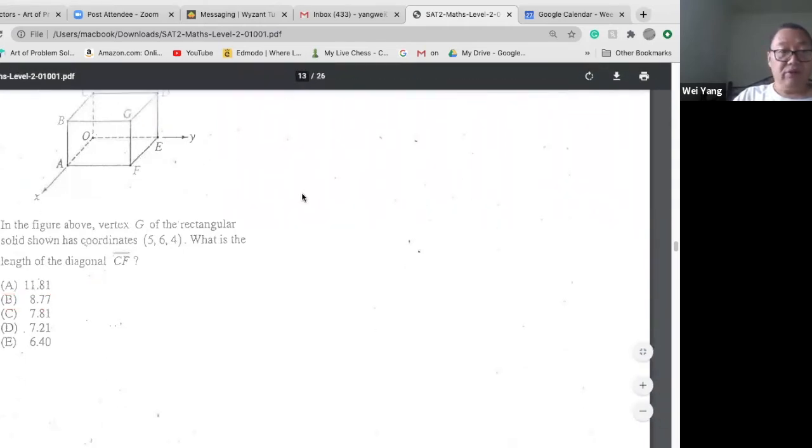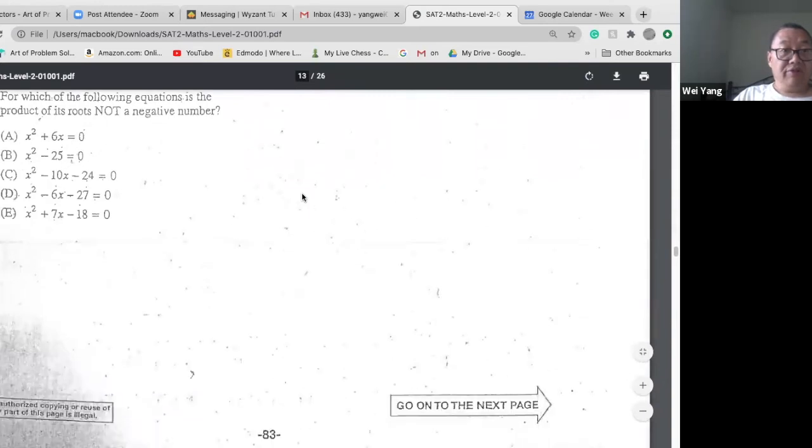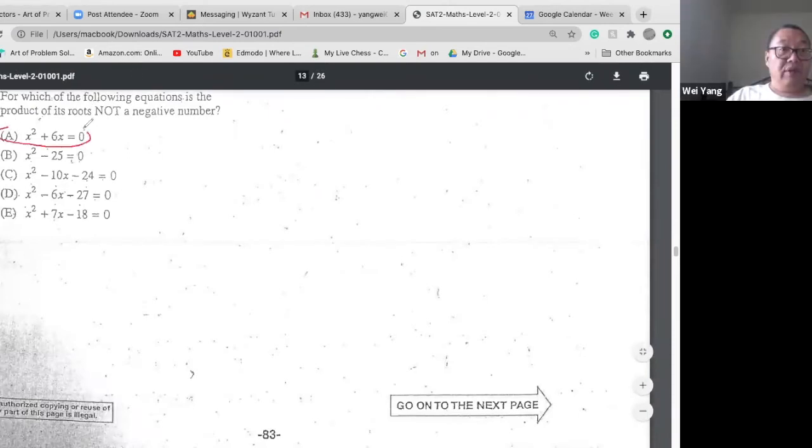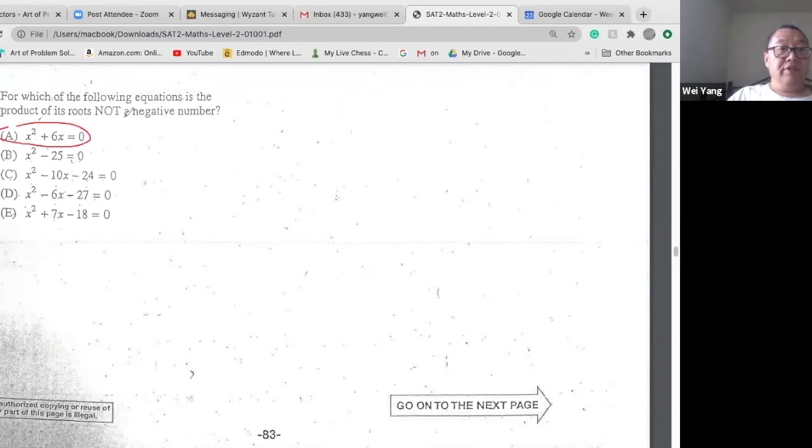Now let's go to 21. What's the answer for 21? A. You got the A. For which of the following equations is the product of its roots not a negative number? So they ask you what is the product of the roots that is not negative. The roots for this equation will be 0 and negative 6. You multiply them, and the product will be 0. So you're right. It's not a negative number. Now let's see the next one.